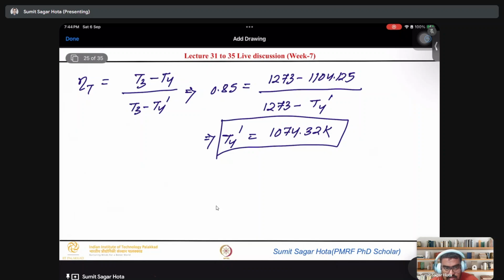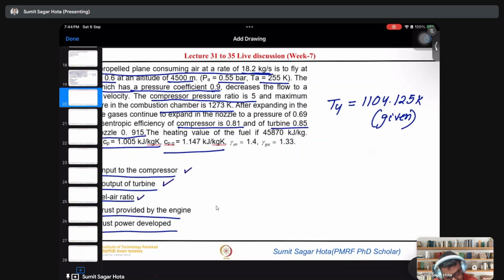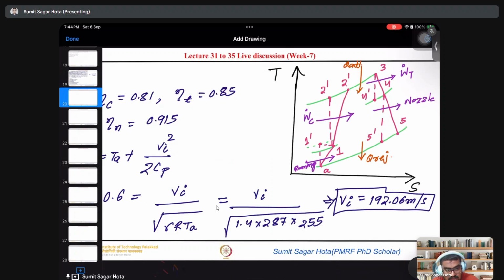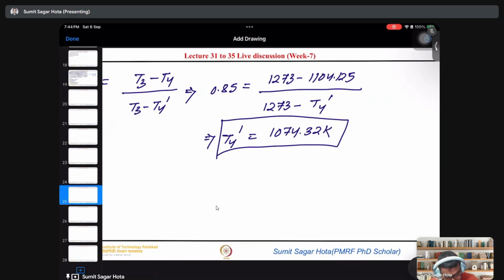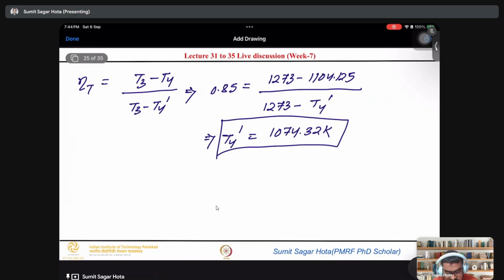T4 dash is your ideal cycle, and T4 is your actual cycle. So unless and until you know T4, we cannot calculate T4 dash. So it's required in the question to give the T4 value, otherwise it's very difficult to calculate T4 dash. So now we have T4 dash. Let's calculate the pressure ratio in the turbine.